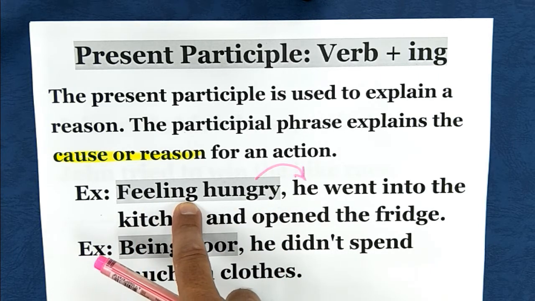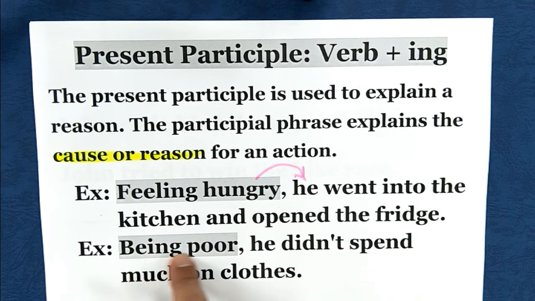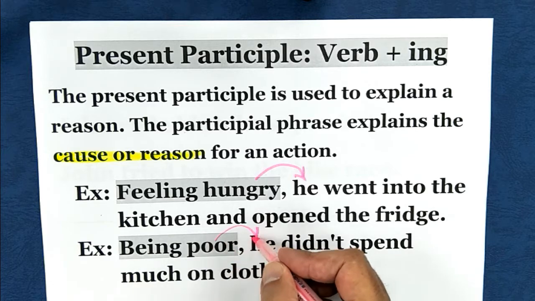Verb ing. The next one, being poor. He didn't spend much on clothes. Look at that. He didn't spend much money on clothes. He has no money to buy clothes. Why? He's poor. Being poor. Be plus ing. Being poor. Well, who is? Well, he is.